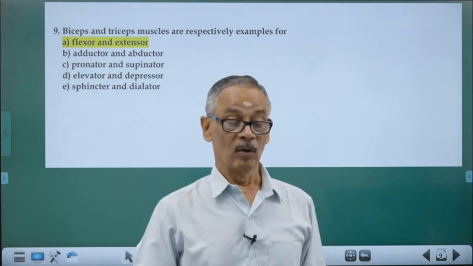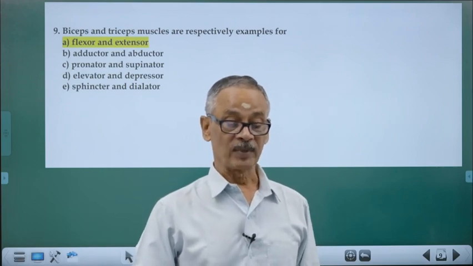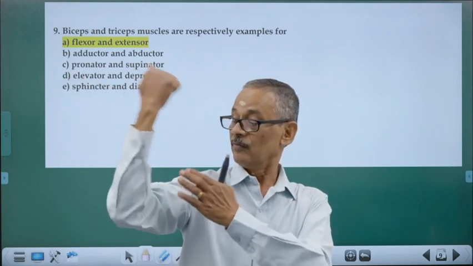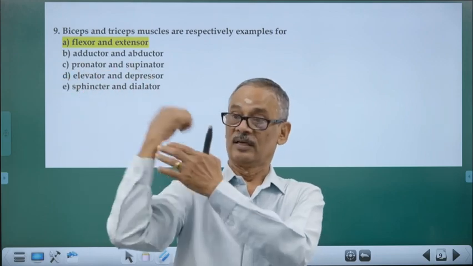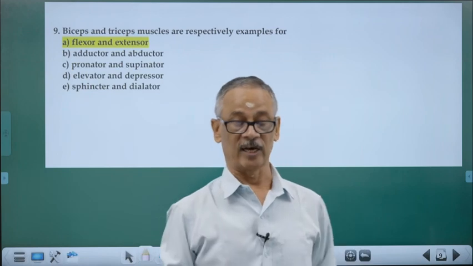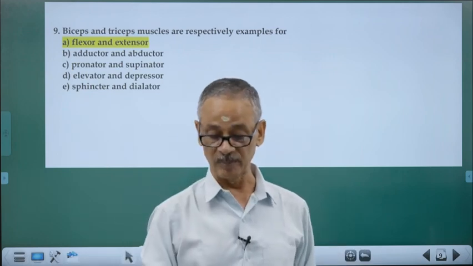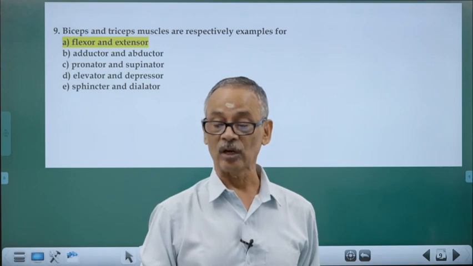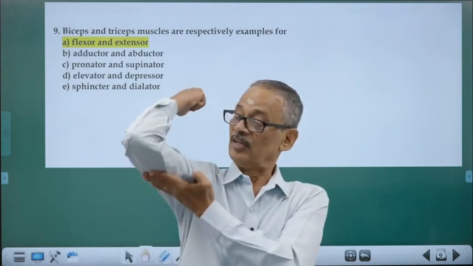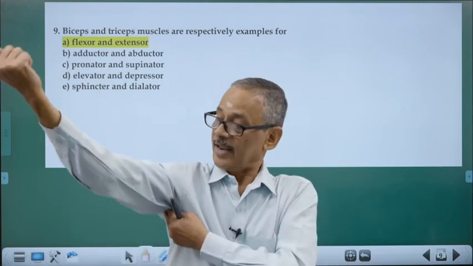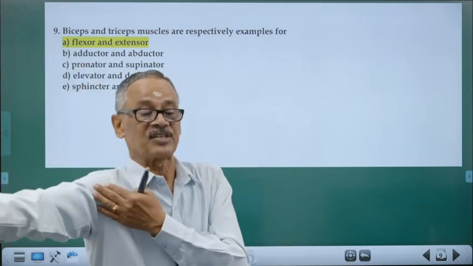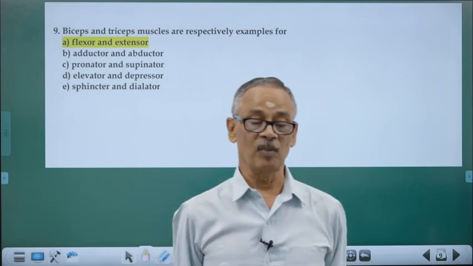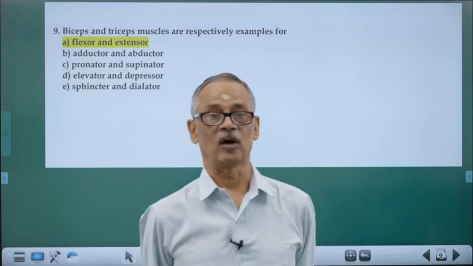Now, biceps and triceps are attached to this. Biceps is, when this muscle contracts, you can see it. It is flexor, bending. Flexion means bending. And what is extensor? The opposite. When this muscle contracts, our arms are extended. So biceps and triceps are typical examples for flexor and extensor.